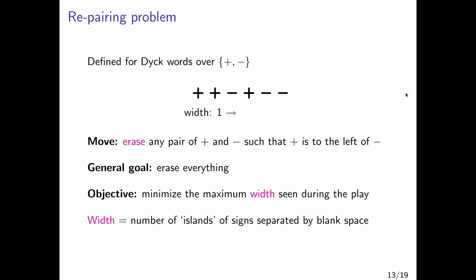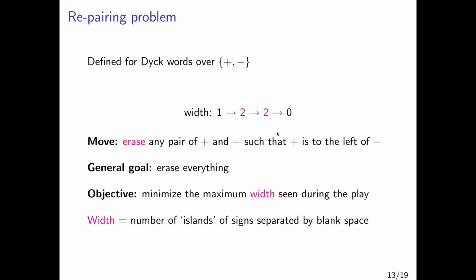So let me illustrate this. Here I've got one big blob, one big sequence of signs, and it has width 1. After I remove this block, my width is 2 because there is one block on the left and one block here on the right. Now this keeps the width at 2 because there are 2 islands, and now it's 0 because I've removed everything. Okay, now I look at the maximum width seen during the play. In this case, it's 2, and I want to minimize. So here I have a repairing, a way of erasing everything, that only uses width 2.